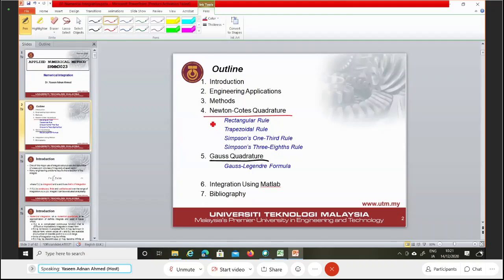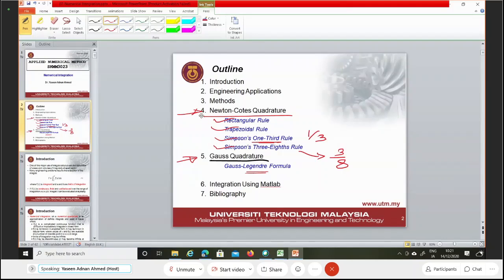Inside this one, we have very simple rules like the rectangular rule, the trapezoidal rule, Simpson's first rule, and Simpson's second rule. Simpson's first rule is also known as Simpson's 1/3 rule, and Simpson's second rule is also known as Simpson's 3/8 rule. The Gauss-Legendre formula is a little bit different from these formulas. We have special types of formula like this.